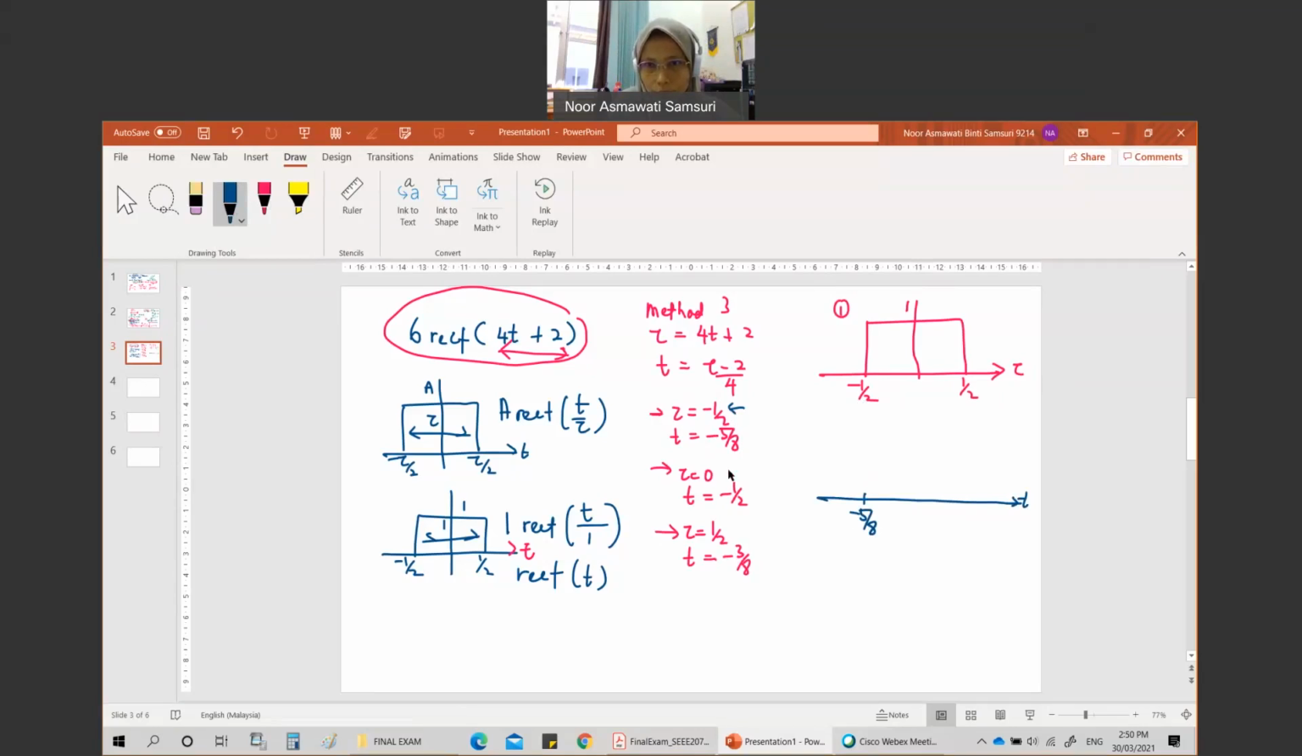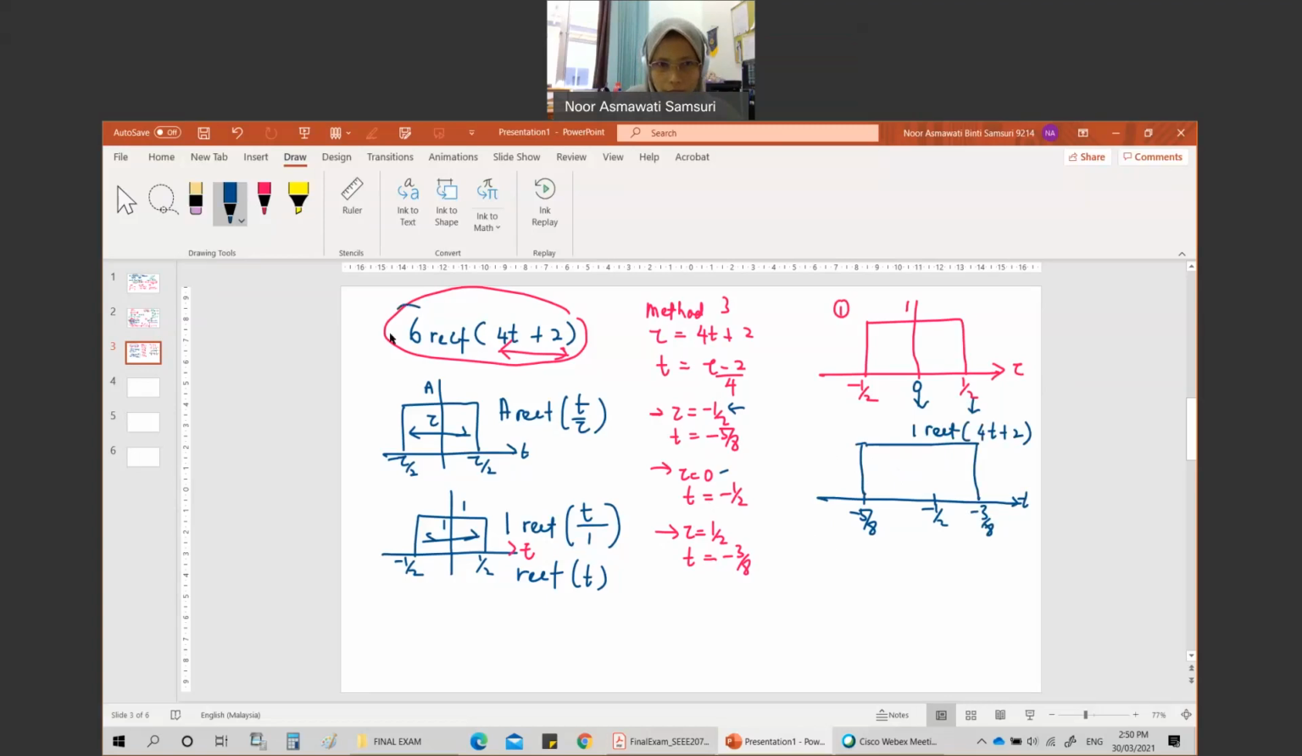When it is 0, it becomes negative 1 over 2. So when it is 1 over 2, it becomes negative 3 over 8. Next, you just copy the same shape. Okay, this is for one rectangular, for t plus 2.